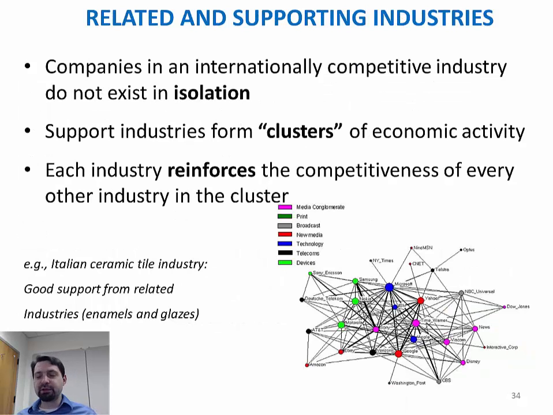Another very important factor is related and supporting industries. The truth is that today just about any product requires all kinds of support industries to make it. It's not just you who decided to make cars or computers. You have to have a whole range of industries that will make that product possible. So, for example, again, if we talk about Italian ceramic tile, you would see that it's not all about the actual production of ceramic tile. It's also the whole industry that makes the glazes that you put on tile.